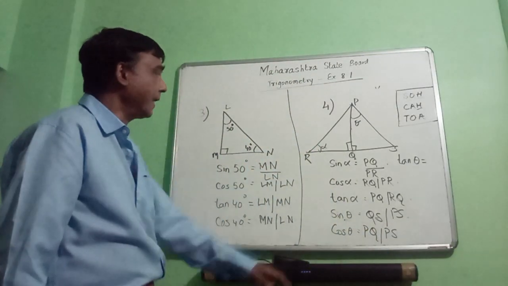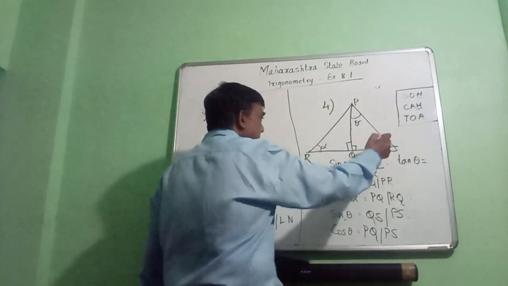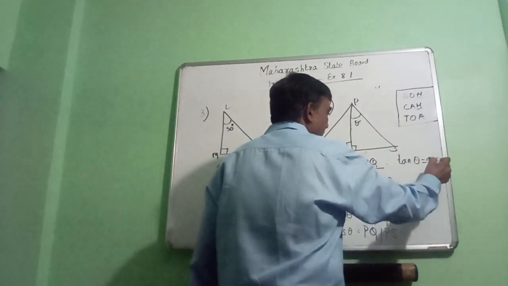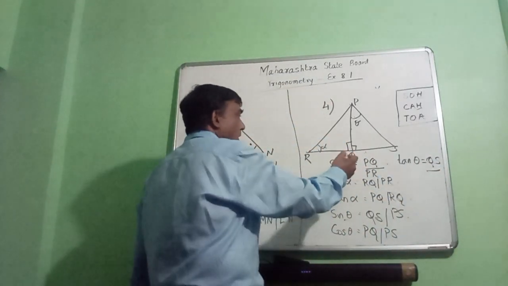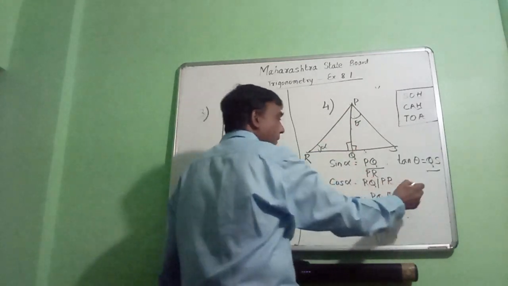The last one, tan of theta. Tan of theta, opposite over adjacent. That's QS upon, so opposite upon adjacent, and adjacent is PQ.